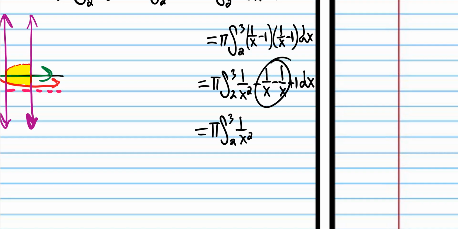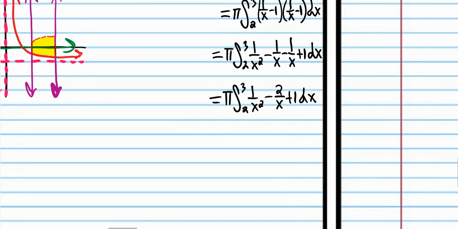So these fractions have a common denominator, so we can add them up, and we get 2 over x. And we can't really integrate 1 over x squared very easily, so we're going to change to x to the negative 2 power. And we're also going to factor out that 2 so we can see that we have the 1 over x expression.